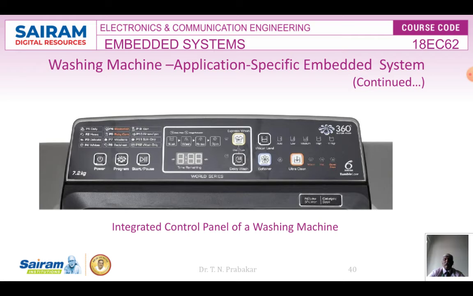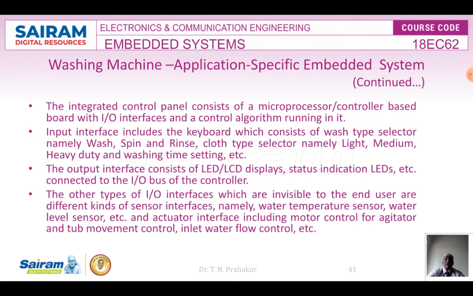You can just see the different buttons, right? Push buttons, touch buttons that are available on the washing machine. And also you can see the LED display or the 7-segment LED display, and so many small LEDs which give the status of the working washing machine. Right, and the integrated control panel consists of a microprocessor, microcontroller, already we discussed. Input interface includes the keypad interface, right? Already we discussed. It contains LED, or nowadays it can have LCD also.